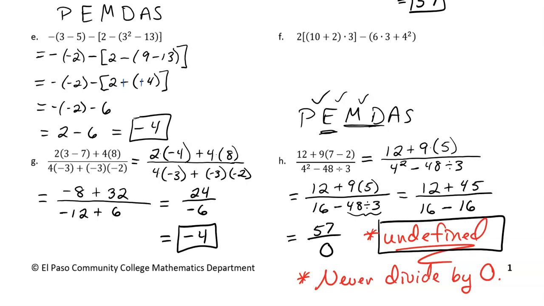Can I have a 0 on top? I could, but just not in my denominator below.